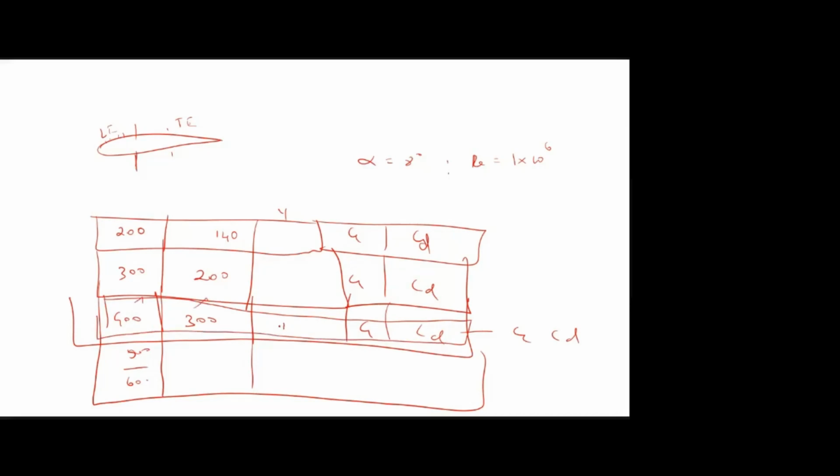400, 300, y plus maybe equal to 1 or less than 1. So this will be my final mesh. Like that, you have to refine it. What I am giving, this 100, 200 and all, is just for demo purposes. But if you want to find the proper mesh exactly, you have to do this analysis, mesh independency analysis. Is it clear?